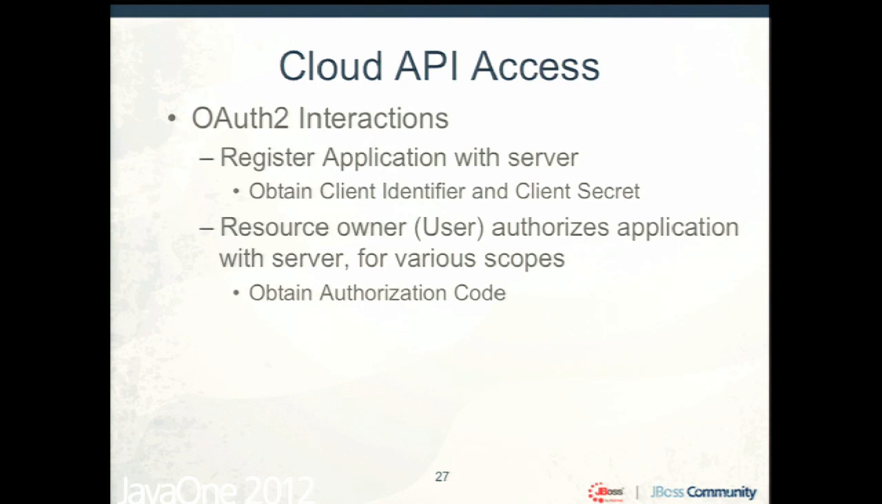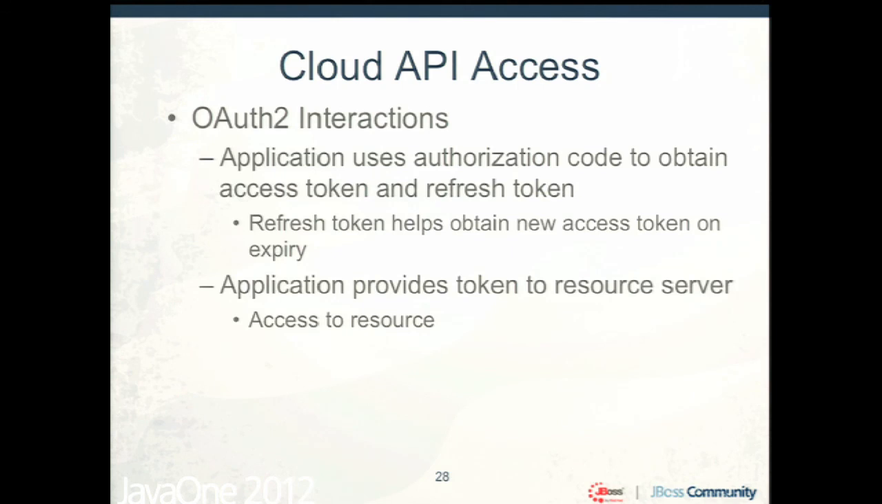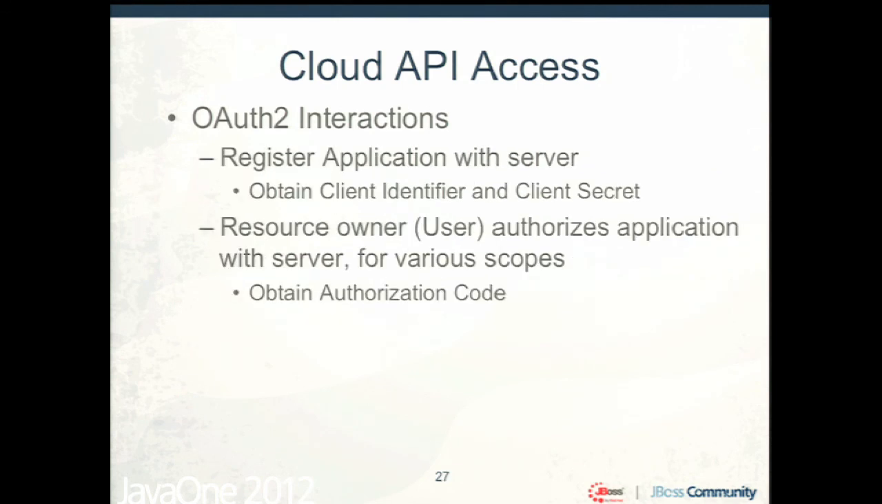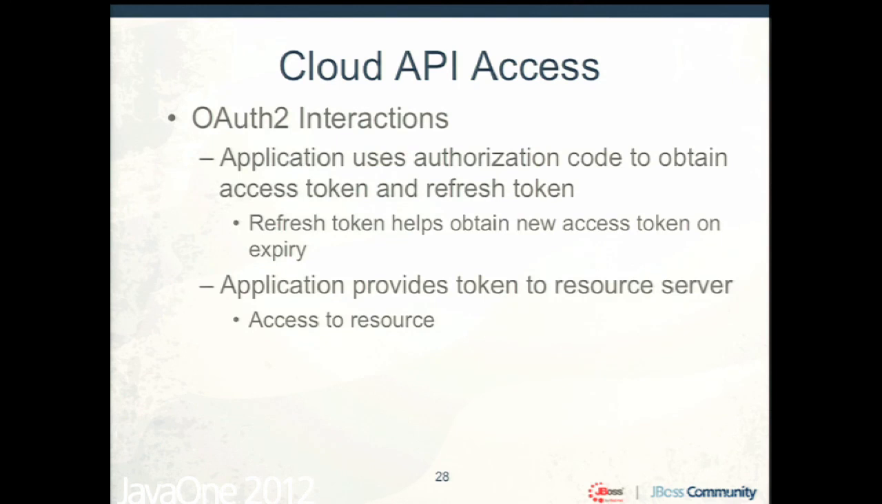And the application gets an authorization code, which has its own expiry and things like that, and which it saves on your mobile device. Now whenever it needs to post something on your behalf to Facebook, Twitter or something, it's going to use the authorization code to get an access token and a refresh token. A refresh token helps the application get new access tokens on expiry. It's a bit involved, but this is the handshake and dance that happens when you deal with a mobile app, for example, dealing with Facebook and Twitter. And then the application provides the token to, let's say, Facebook, and then you get access to the resource.